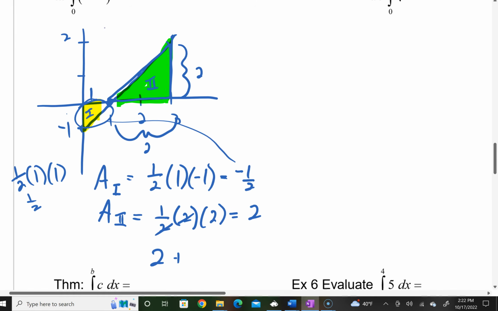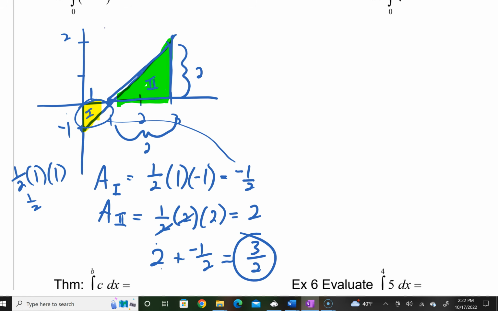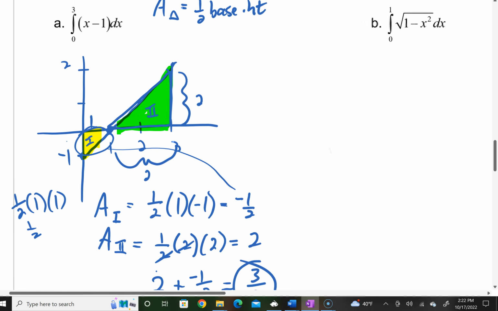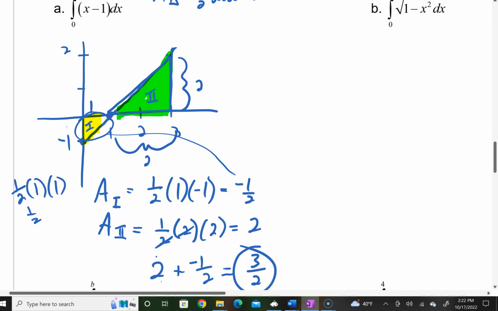Final answer is 2 plus -1/2. Add those together. Here's 4 over 2 plus -1 over 2. This integral is 3/2. Okay? So you'll get some problems where you're going to have to go back and use some familiar geometric shapes to help you.